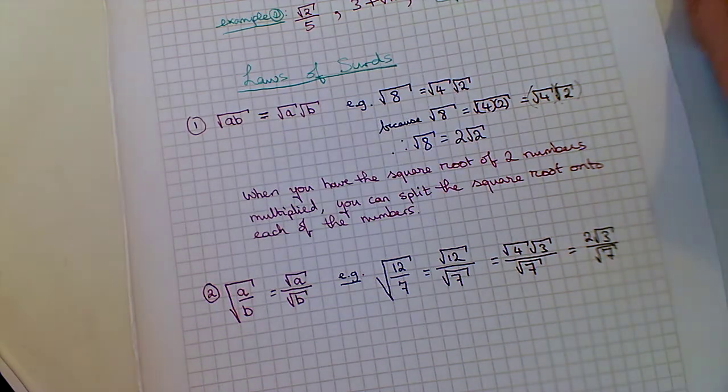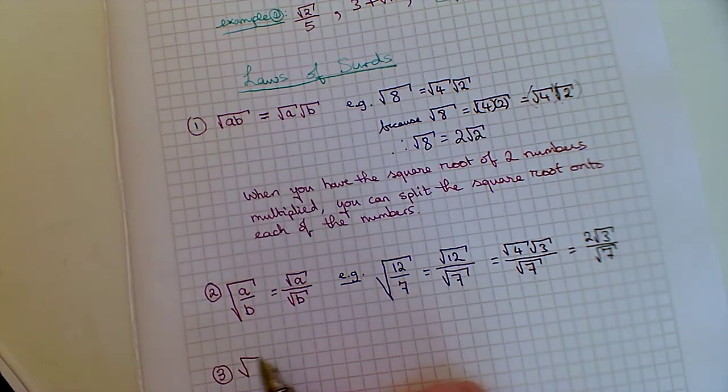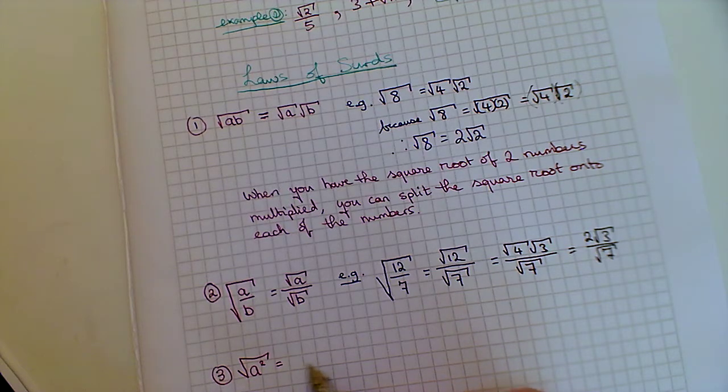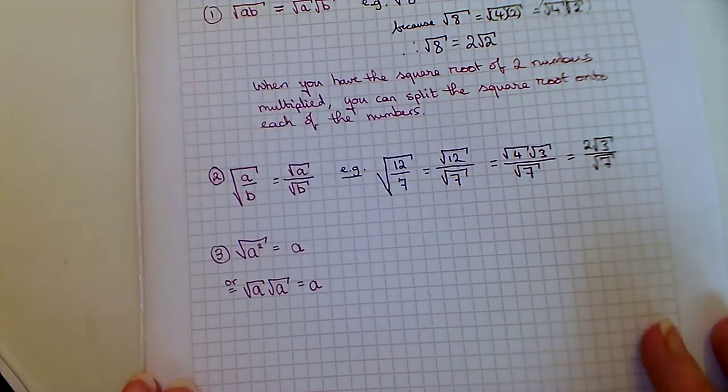Okay, the third law then. Third law of surds. It's a really obvious one, actually. The square root of something squared is the number itself. Or it's sometimes written as the square root multiplied by the same thing is the number itself. I apologise, that went off the screen.